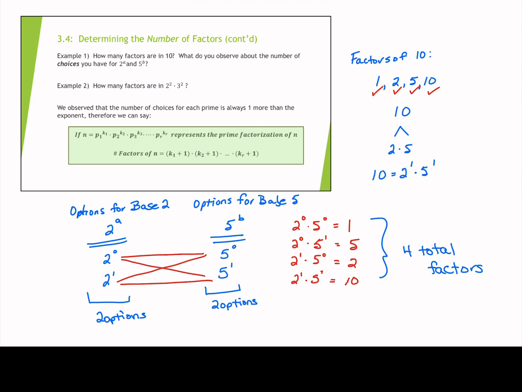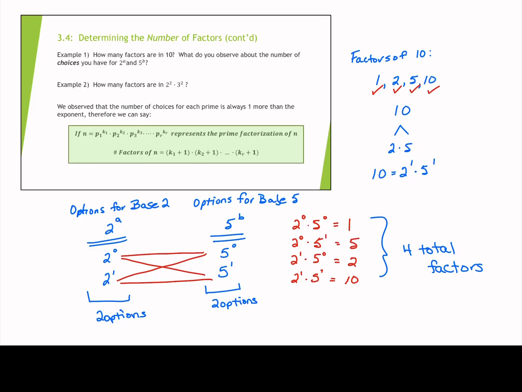You might want to think about this like the fundamental counting principle, or combinations. Of each of those 2 options for base 2, I could choose one of those options. Out of those 2 options for base 5, I could choose one of those options. So 2 choose 1 in both cases, when we multiply them together, gives us 2 times 2, or 4 total combinations. So the number of factors, again, is linked to the power for every prime base.